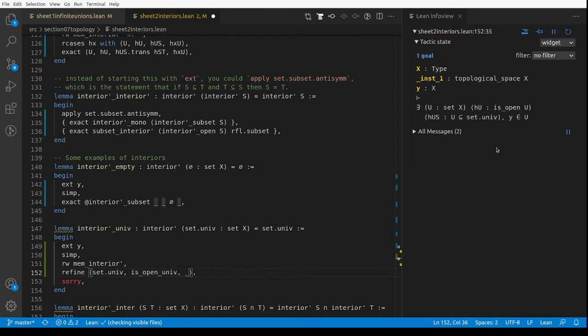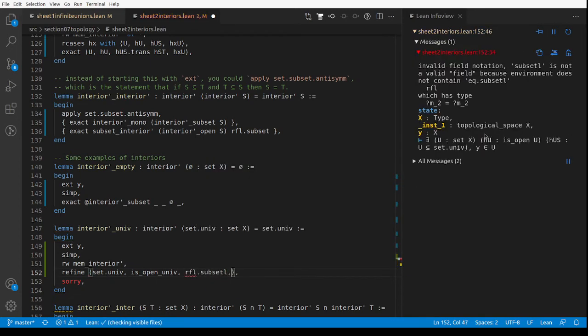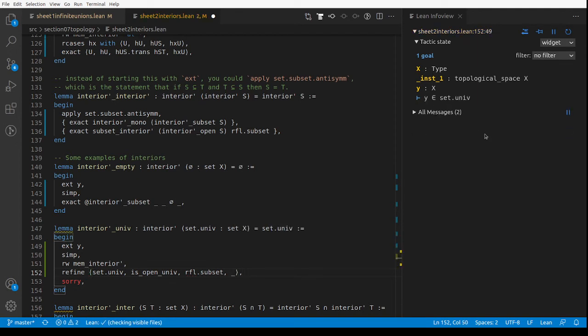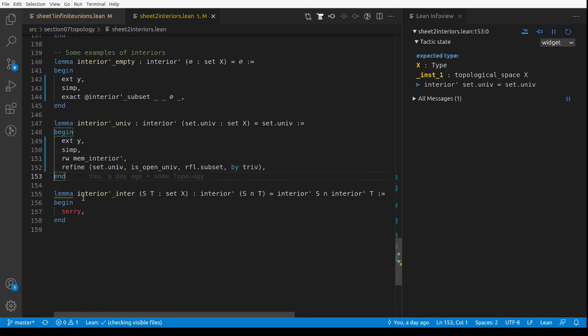And now what have I got to prove here? I'm going to prove that, so that's rfl, ruffle. We just learned that one, ruffle.subset, and then underscore. And now I've got to prove that y is in set.univ, and that's true. That's by triv. There we go. So that's done that one. So I was sort of in term mode here, so I had to pop back into tactic mode with by.